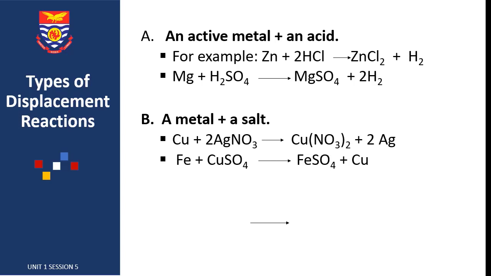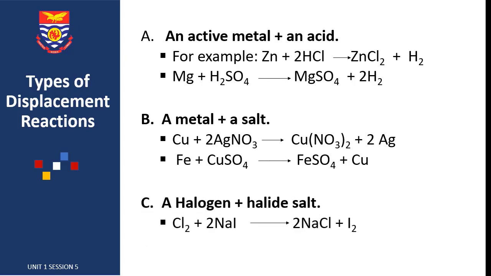So the iron takes the place of copper, and so we have iron sulfate, whilst the copper is emancipated from the compound, so it is standing alone.